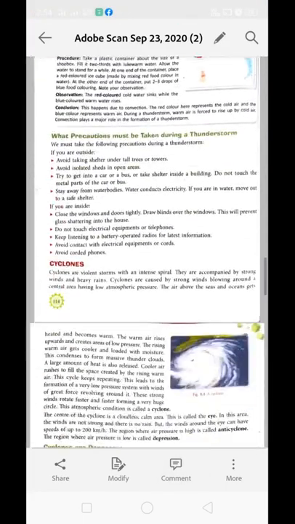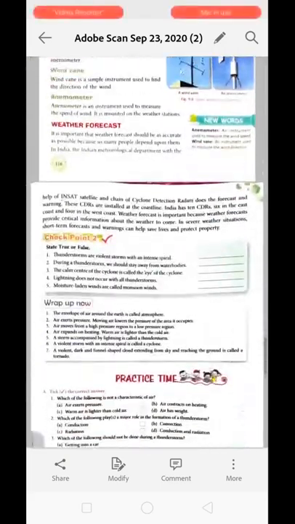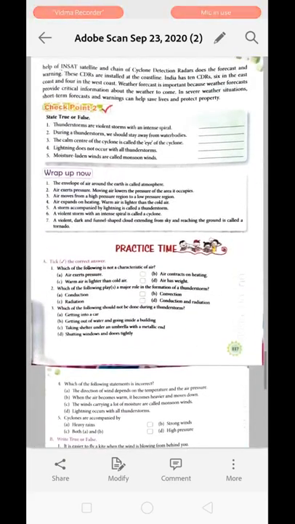Next is checkpoint 2. Thunderstorms are violent storms with intense spiral. True or false? It is false. Thunderstorm is not a violent storm with intense spiral. It is only thunder and lightning. Next is, during thunderstorm we should stay away from water bodies. It is true.